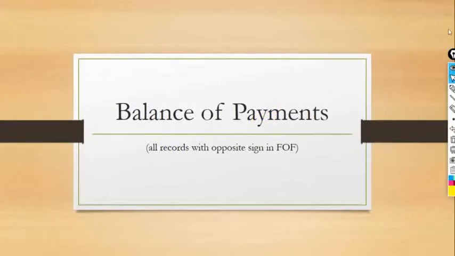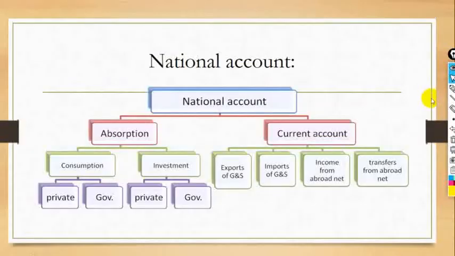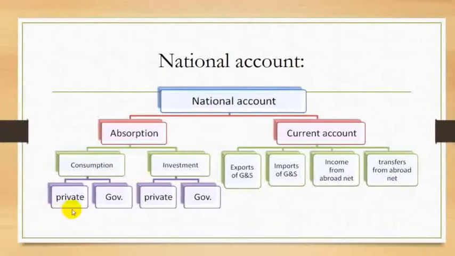Before starting the balance of payments, let's recap what we did last week, which is the national accounts table. National accounts consist of two main parts, absorption and current account. Absorption is classified into consumption and investment. Each one of them is divided between private sector and government sector. While current account is divided into four main parts.